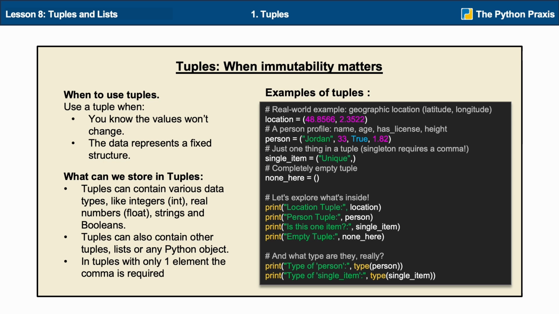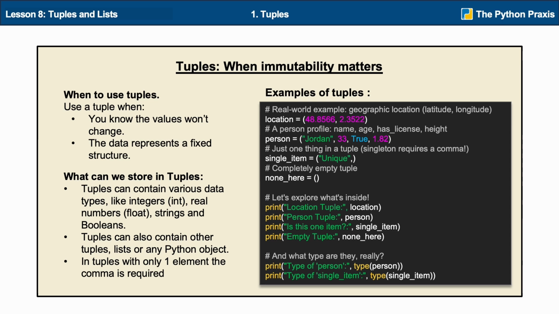The question now is when to use tuples. When should we use tuples instead of lists? We use a tuple when we know that the values will not change, or when the data represent a fixed structure. What can we store in tuples? Tuples can contain various data types like integers, real numbers as floats, strings, and booleans. Tuples can also contain other tuples, lists, or any Python object. In tuples with only one element, the comma is required.